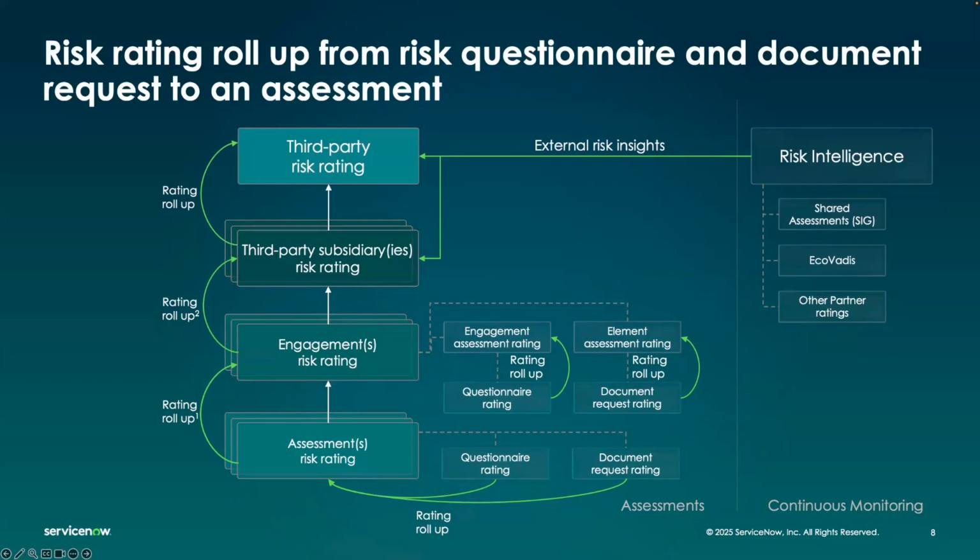So, in summary, the roll up structure starts at the questionnaire and document request level, flows up to the assessment rating, then to the engagement rating, and finally to the third party or subsidiary rating. As a reminder, throughout this entire structure, risk intelligence complements the assessment data by adding continuous external insights, enhancing your ability to detect emerging risks early and adjust your risk ratings accordingly. This layered, granular structure gives you unparalleled visibility and flexibility in how you manage third party risk.